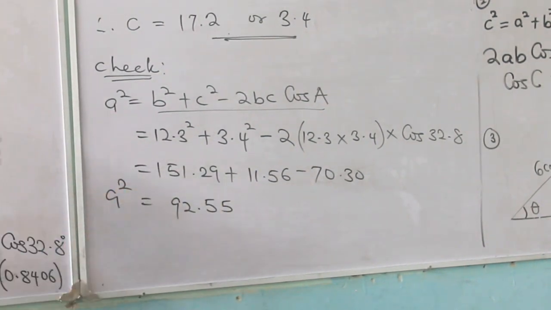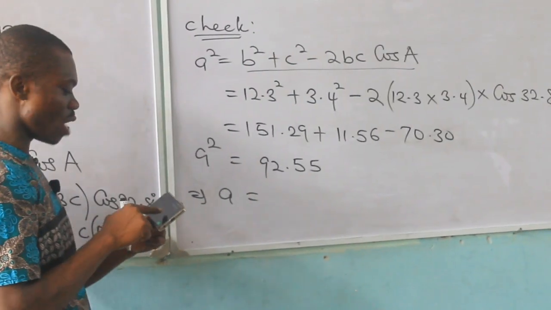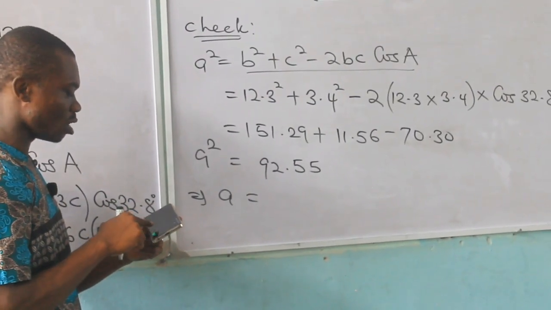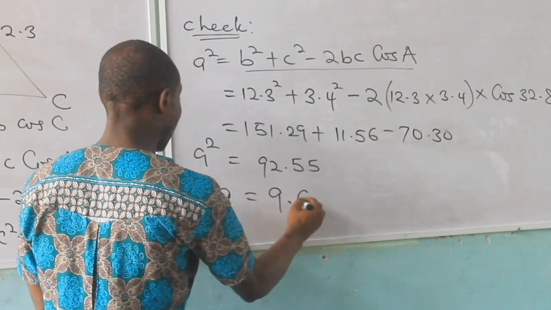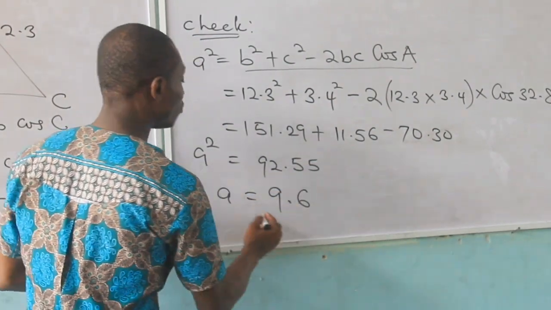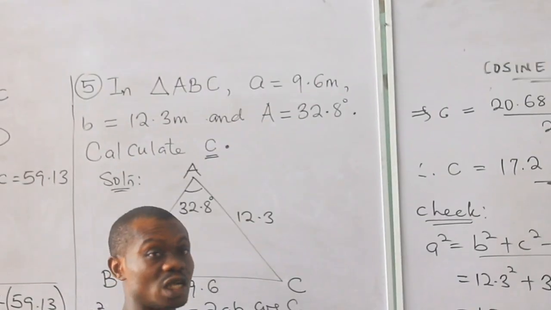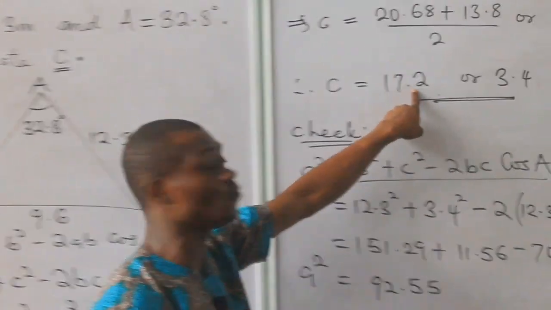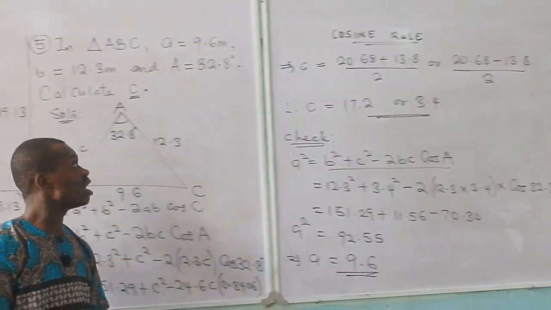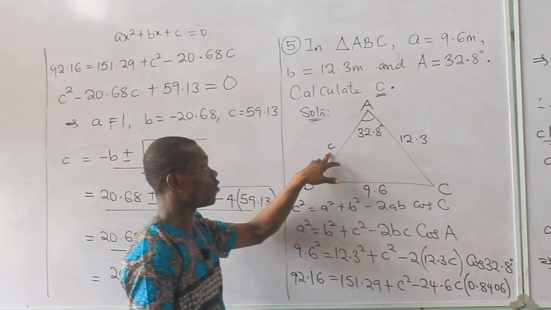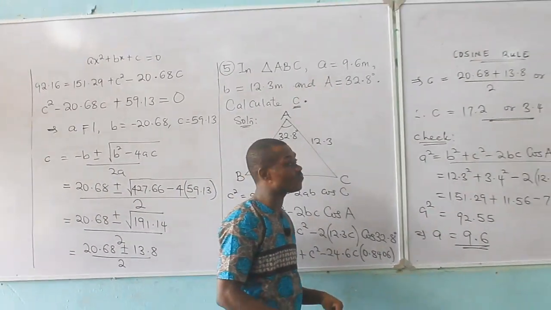Remember that this is our A squared. So this means that A alone will be the square root of this. So the square root of 92.55 is approximately 9.62, which is the same thing as 9.6, which was given originally. So you can see that even if you check it using 17.2, it will still be correct. And so that is the solution for the C that is required. And that is where we end it for this video.